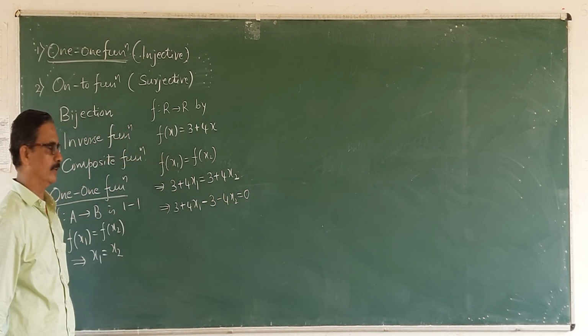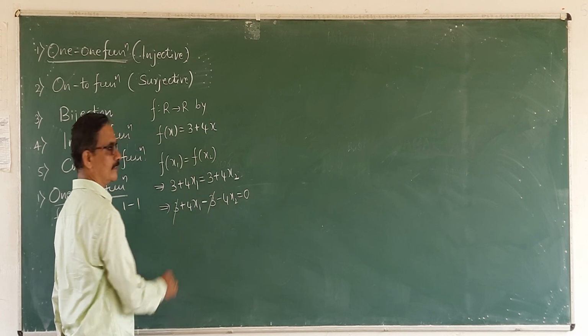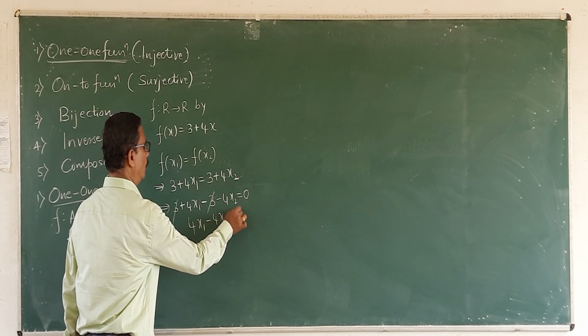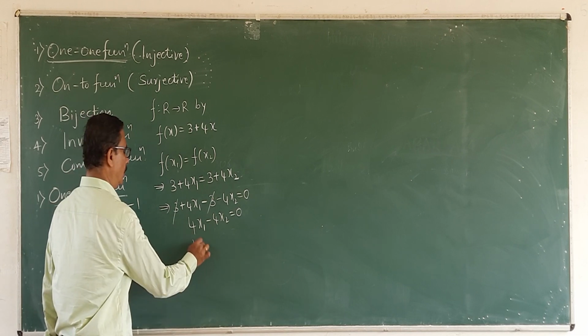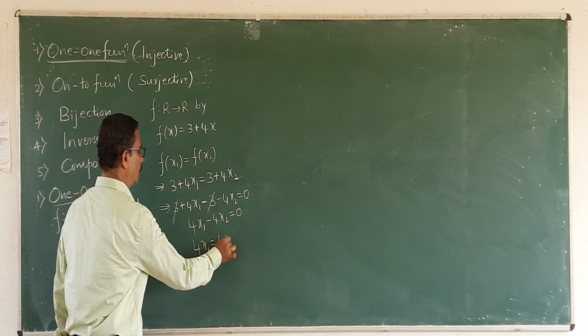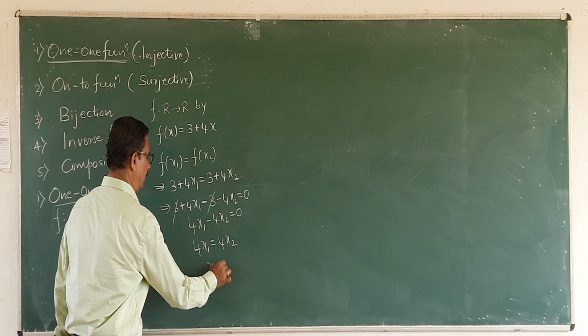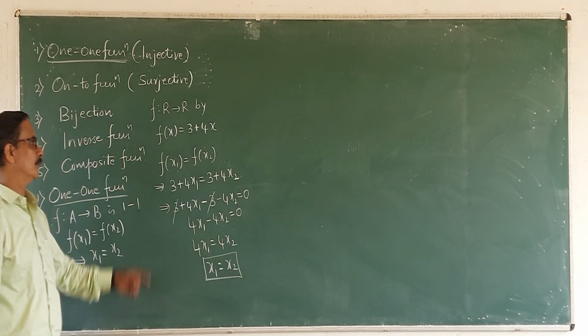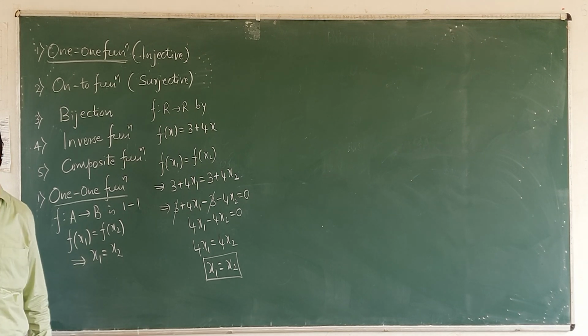Taking everything to the left side, 3 plus 4x1 minus 3 minus 4x2 is equal to 0. Now the 3 minus 3 cancel, so 4x1 minus 4x2 is equal to 0, or 4x1 is equal to 4x2. Divide by 4, x1 is equal to x2. Therefore, the given function is one-one function.